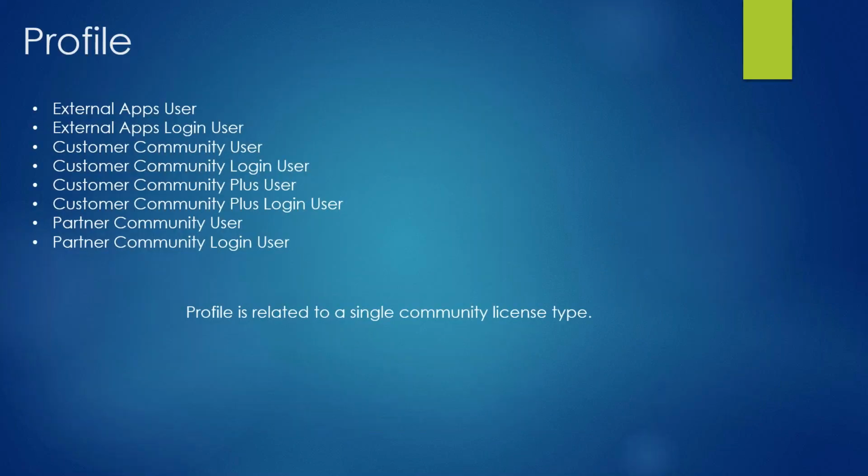Let's move on. Now there are a few steps at the start. As I mentioned, the profile permission, I will move through very quickly. These are the standard profiles over there. I do not need to say that you need to clone these profiles and make the necessary changes on top of that based upon your business requirement. And the profile is related to a single community license type. So you can clone it and make use of it in your ecosystem.